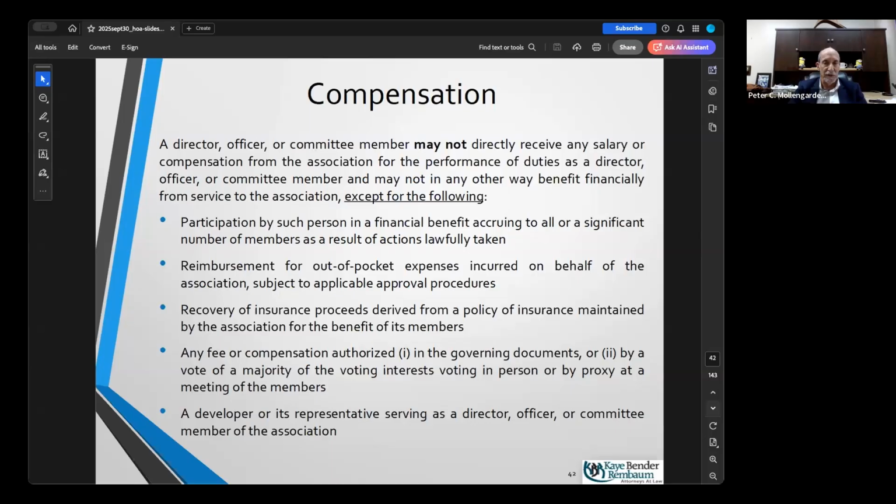as a result of actions lawfully taken; reimbursement for out-of-pocket expenses incurred on behalf of the association, subject to applicable approval procedures, and you should have internal controls regarding that reimbursement, by the way; recovery of insurance proceeds derived from a policy of insurance maintained by the association for the benefit of its members; any fee or compensation which might be authorized by the governing documents or by a vote of a majority of the voting interests, voting in person or by proxy at a meeting of the members. There was also an exception for a developer or its representative serving as a director, officer, or committee member of the association.